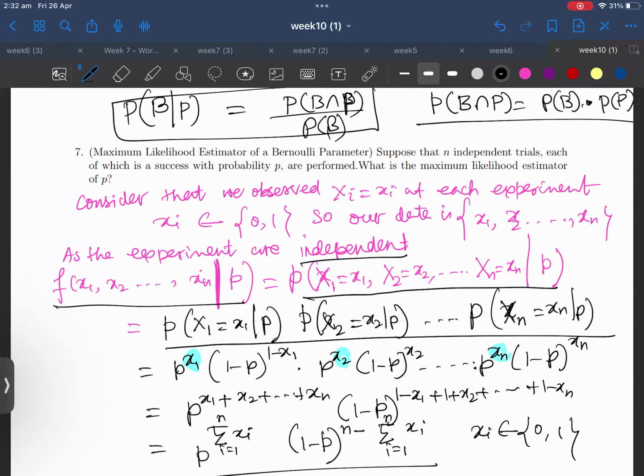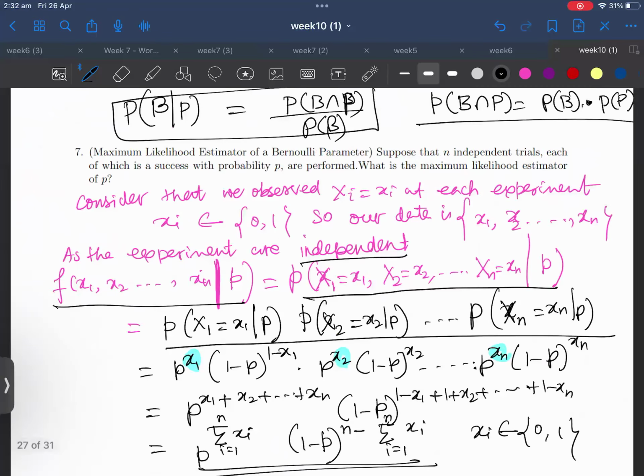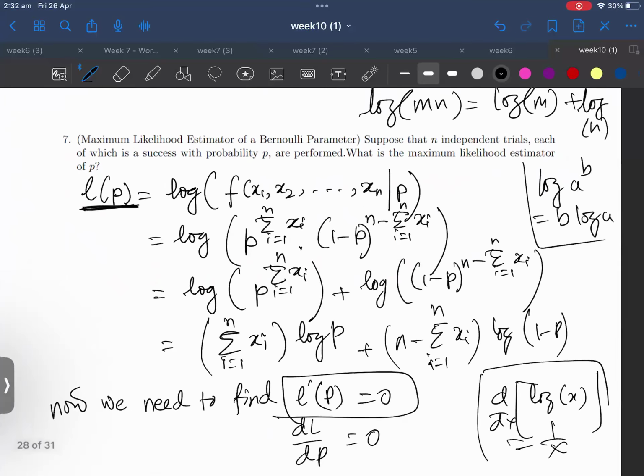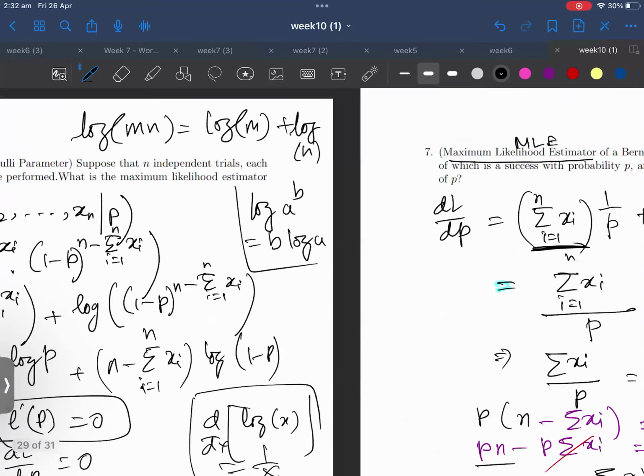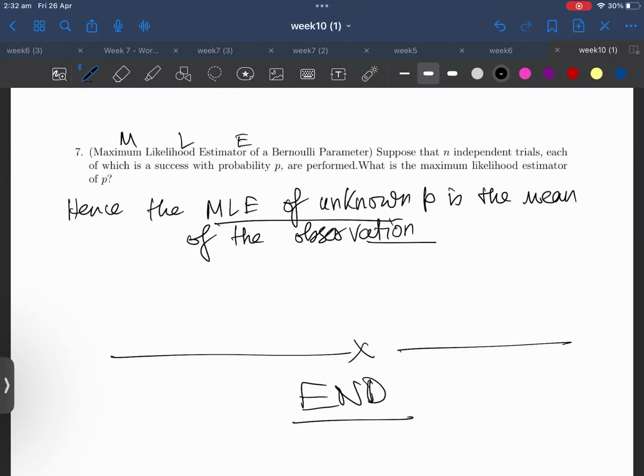So then we found this part, and this is L of p. L of p is the log of f of x1, x2, ..., xn given p. We just plug the values in here, and then we take the derivative of L with respect to p, and set it equal to 0, and then we found this thing. So the MLE of the unknown p is the mean of the observation.